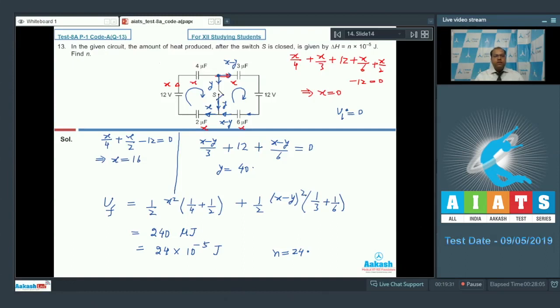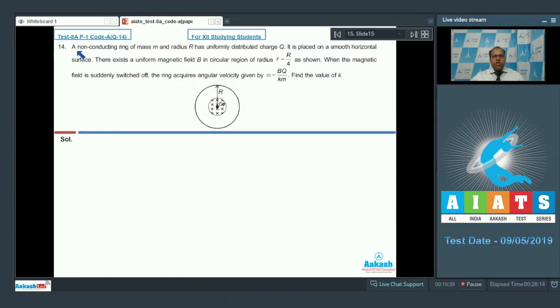Let's move to question number 14. In question number 14, a non-conducting ring of mass m and radius r has uniformly distributed charge capital Q. It is placed on a smooth horizontal surface. There exists a uniform magnetic field B in a circular region of radius r by 4 as shown. When the magnetic field is suddenly switched off, the ring acquires angular velocity given by omega is equal to BQ by Km. So we have to find the value of K.